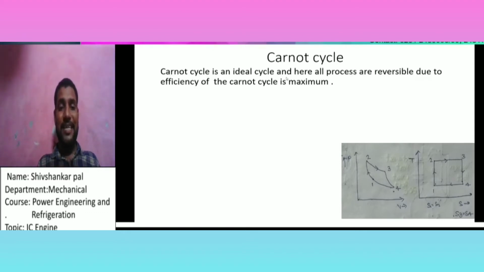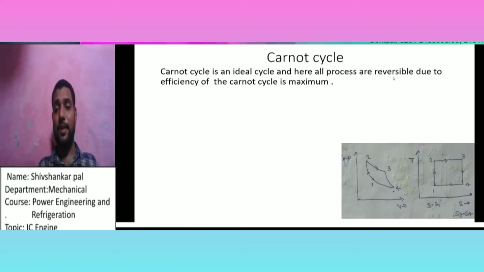The Carnot cycle is the ideal cycle, and here all processes are reversible, due to which the efficiency of the Carnot cycle is maximum. The Carnot cycle has compression, heat addition, expansion, and fourth, heat exhaust. All processes are reversible, so the efficiency of the Carnot cycle is maximum.